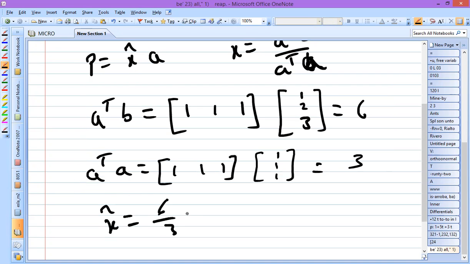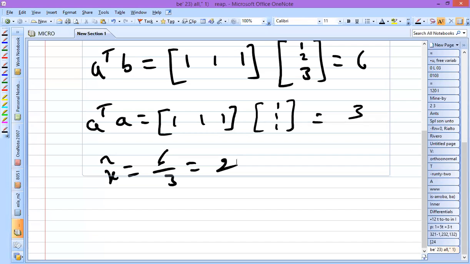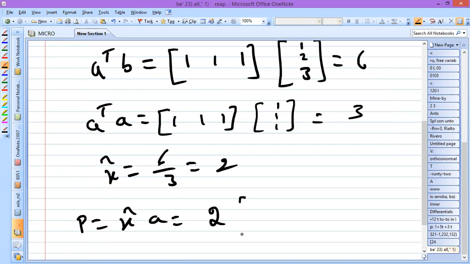Now get x cap: 6 by 3, that is 2. Next, get the projection. 2 into a, which is 1 1 1, is equal to 2 2 2.